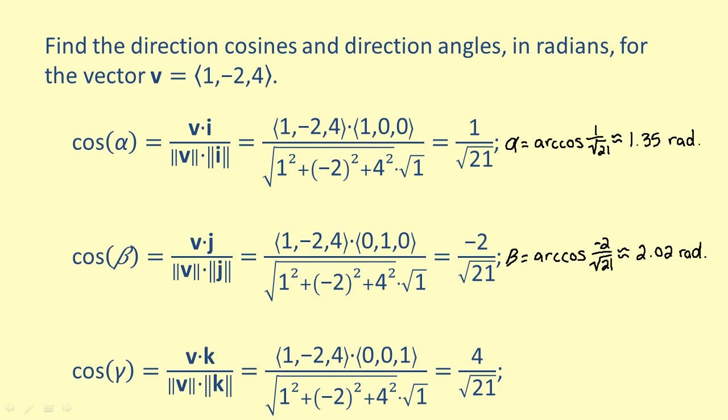Finally, we will find the direction cosine for the angle gamma that the vector v makes with the z-axis, again following a similar procedure. This time the numerator is the dot product of the vector 1, negative 2, 4 with the vector 0, 0, 1. The denominator remains unchanged. The result is 4 divided by the square root of 21, the last of the direction cosines. We find the corresponding direction angle gamma by taking the arc cosine of that result, which gives us gamma equals 0.51 radians.